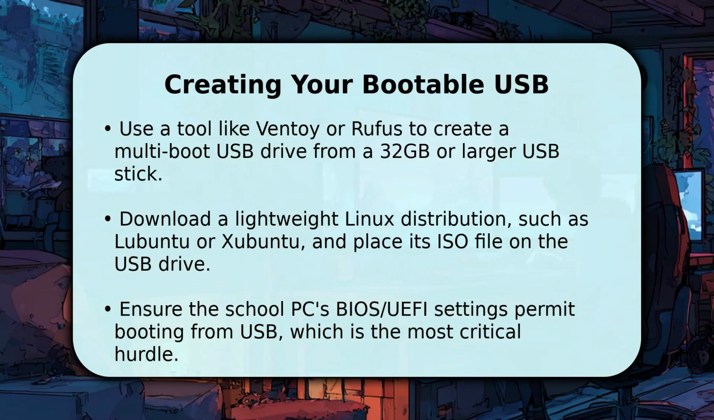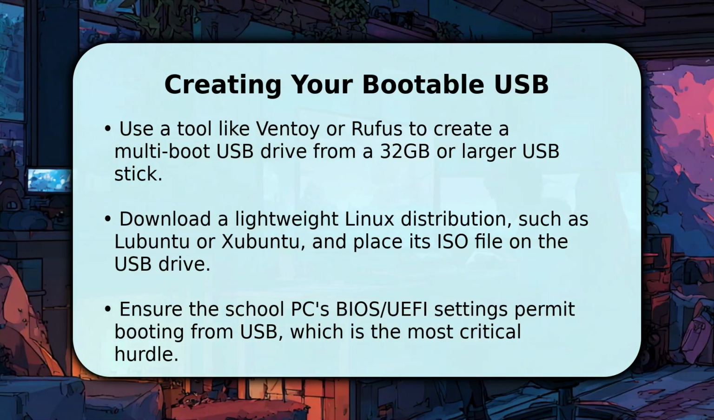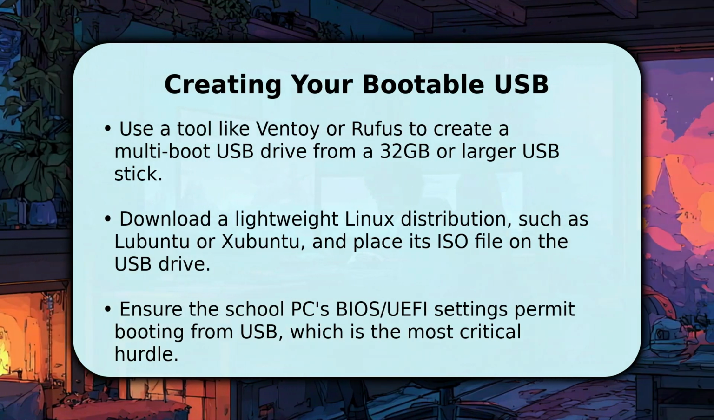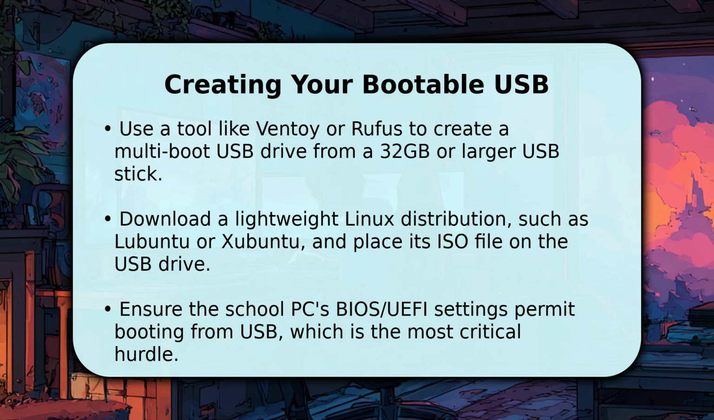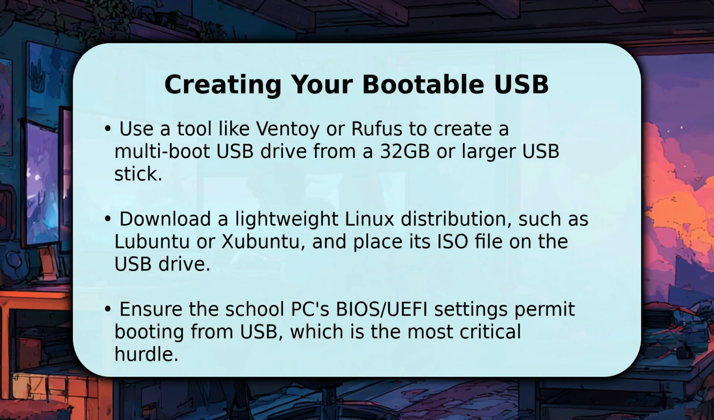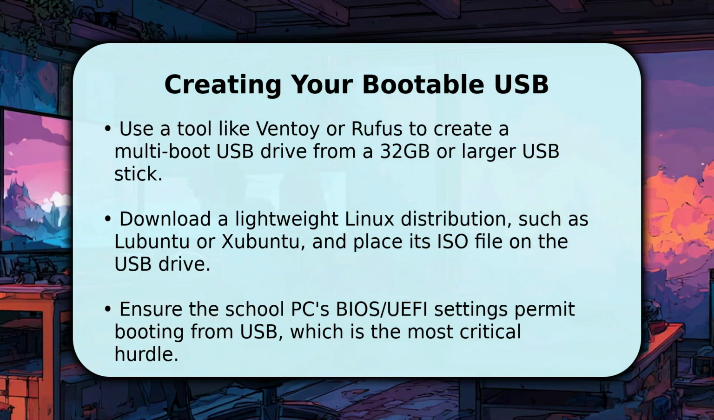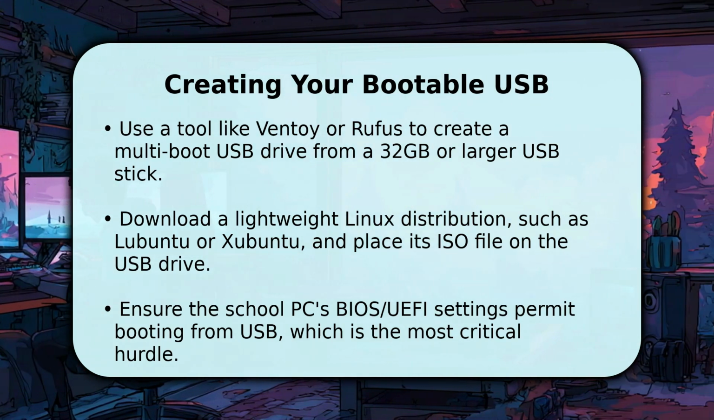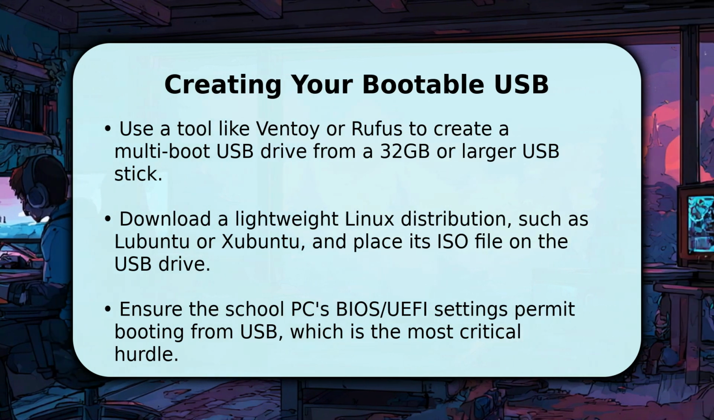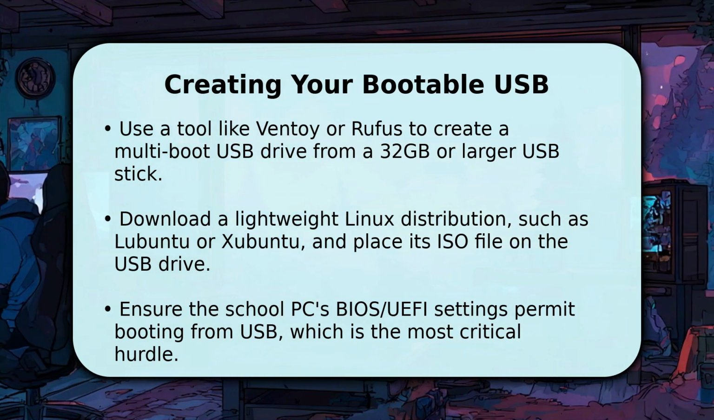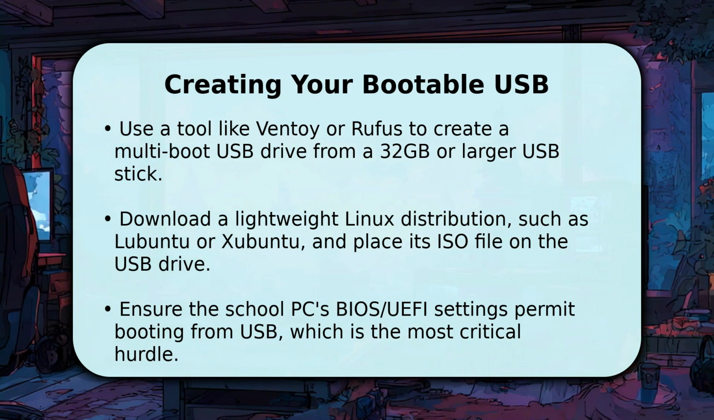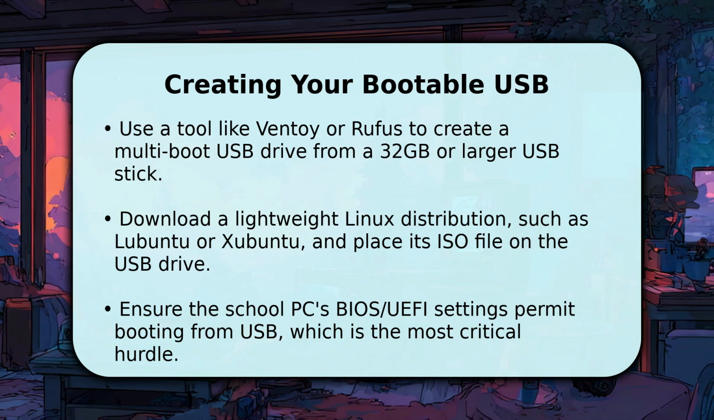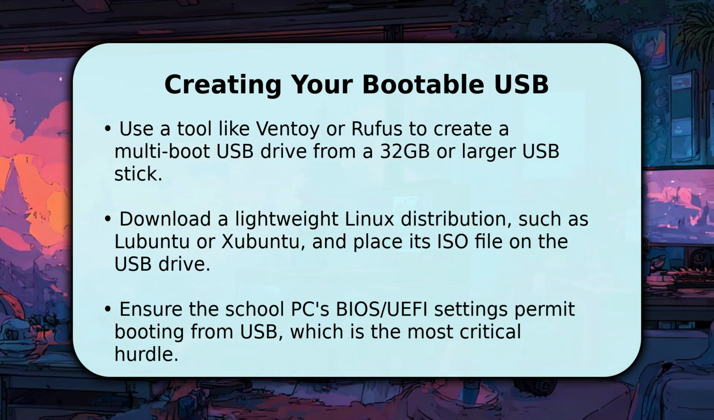To set this up, you'll need a fast USB 3.0 drive, at least 32 GB in size. Use software like Ventoy to make it bootable, and then copy a lightweight Linux distribution like Ubuntu onto it. This creates a self-contained environment. The absolutely critical step is gaining access to the school PC's BIOS or UEFI settings, usually by pressing F2, F10, or Delete at startup to enable booting from your USB drive. This often requires admin access.